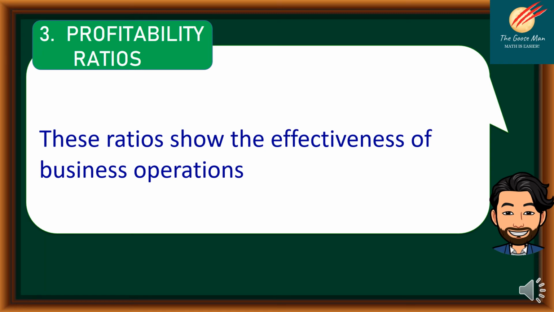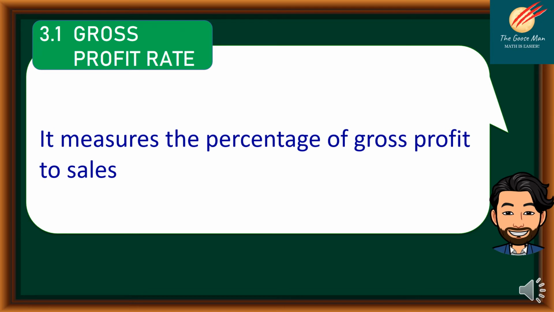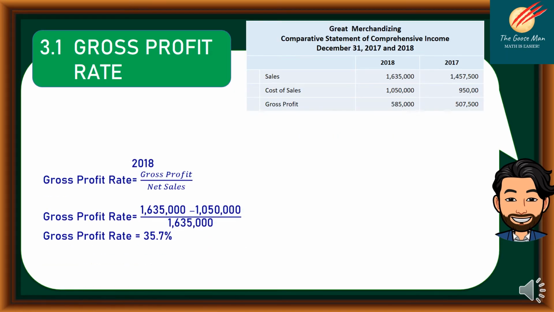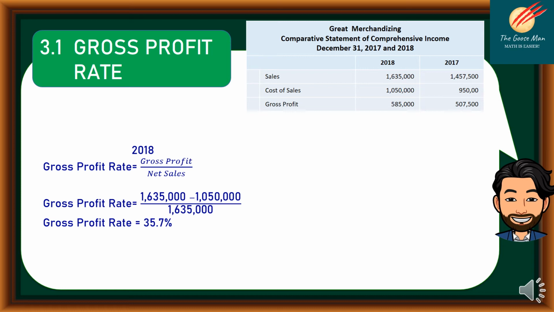The next group of ratios are profitability ratios. These ratios show the effectiveness of the business operation. The first of which is the gross profit rate. It measures the percentage of gross profits. So for the formula that we will use, we have the gross profit rate is equal to the gross profit all over net sales. Recall, the gross profit is actually sales minus the cost of sales.